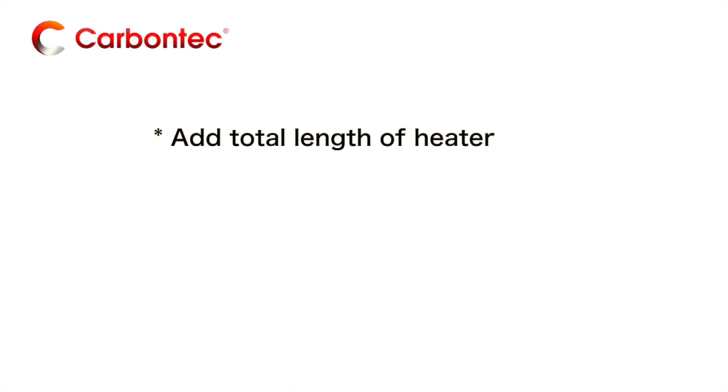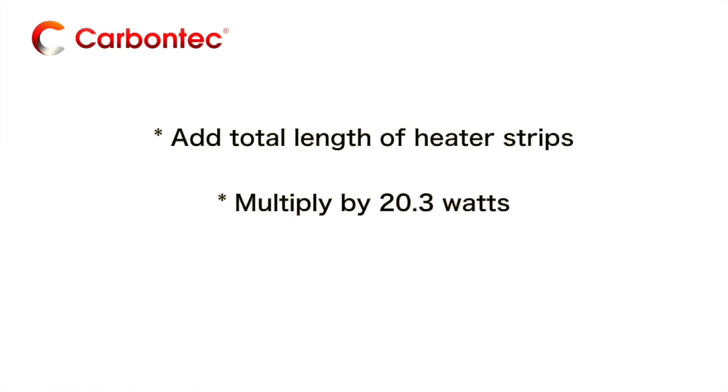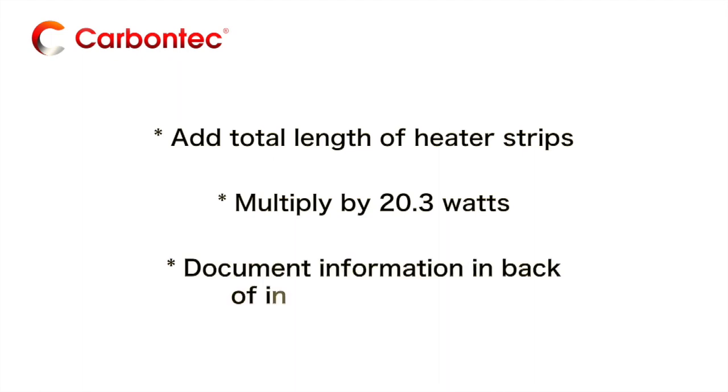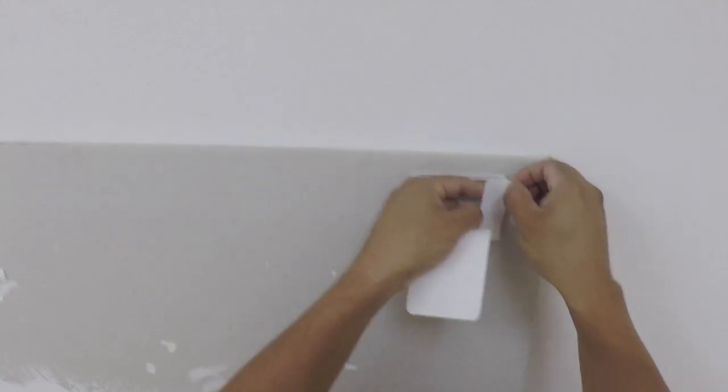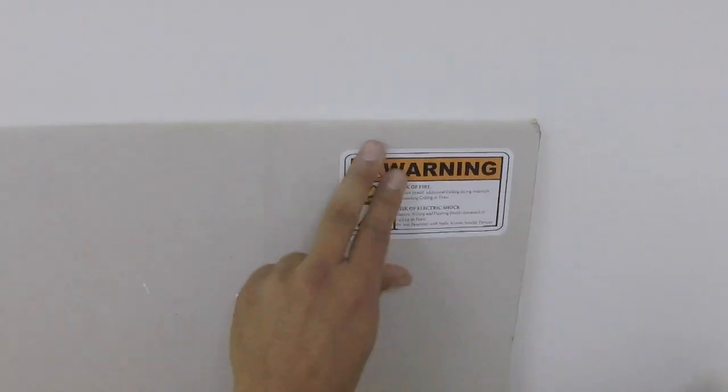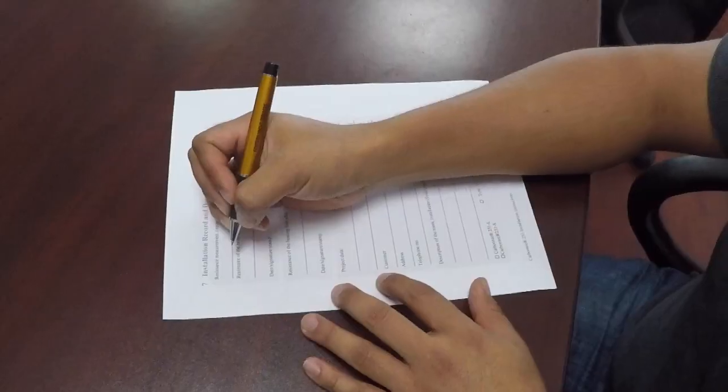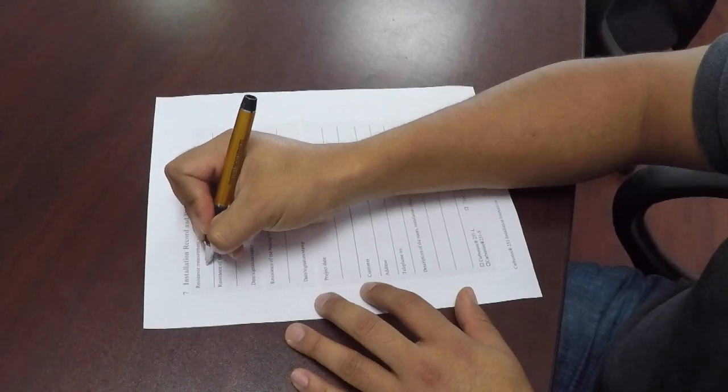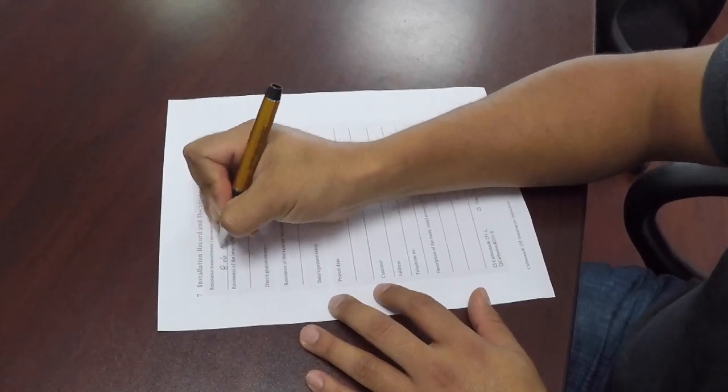Add up the total length of heater strips attached to the transformer, then multiply this length by 20.3 watts and document the information in the back of the installation manual. Install warning sticker in a visible place near the transformer and where heater strips are located. Fill out all pertinent information about the project in the back of the installation manual.